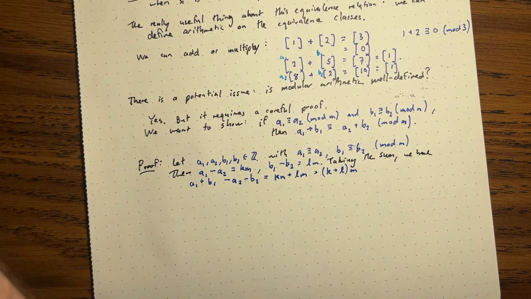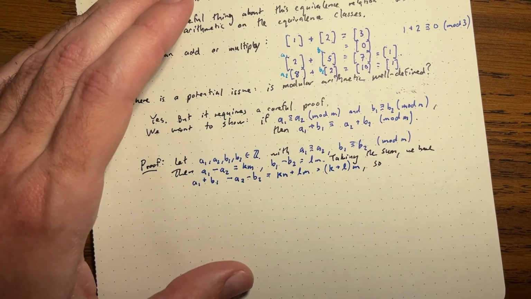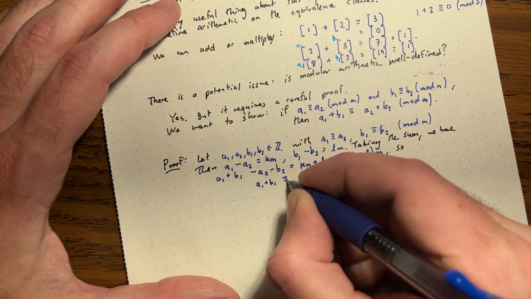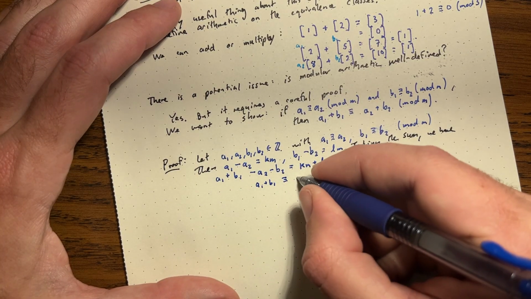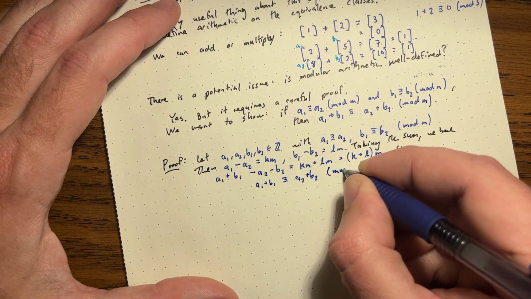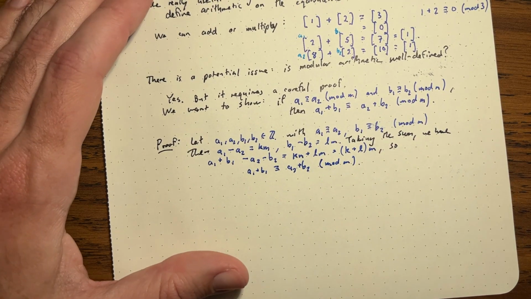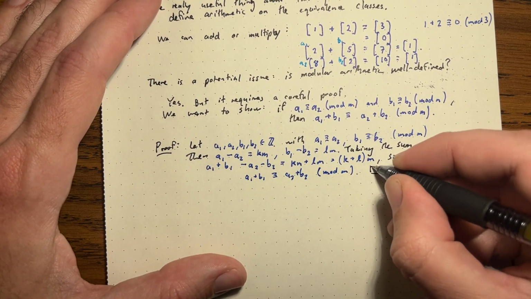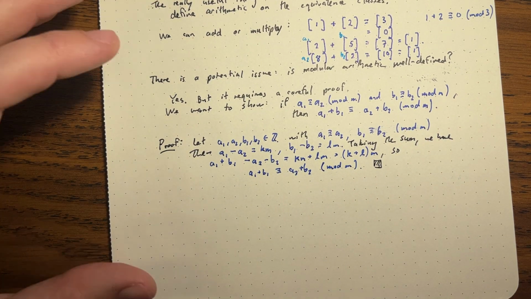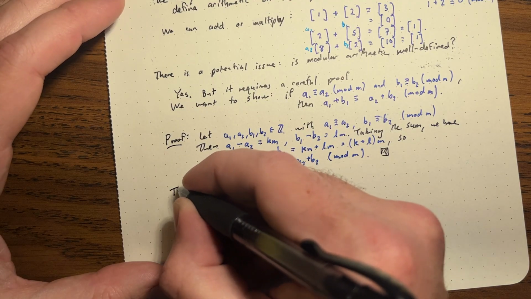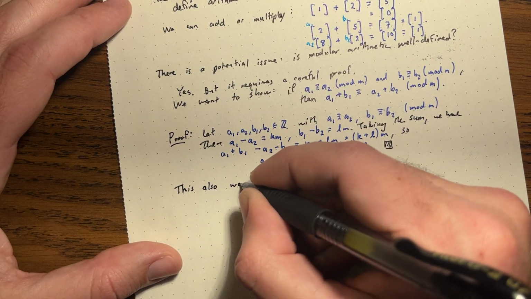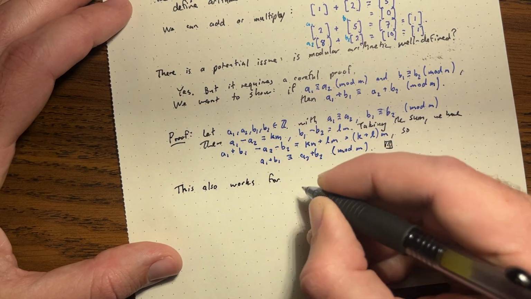So that proves it, right? So, let's make our conclusion. What does that show? That shows that A1 plus B1 is congruent to A2 plus B2, since their difference is a multiple of M. So they're congruent mod M. Great, we can end the proof there. So that proves the addition is well defined. But this also works for multiplication. So it's really a valuable number system. You can do addition and multiplication.